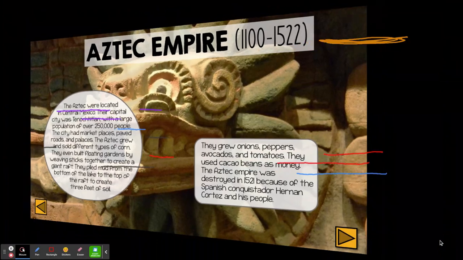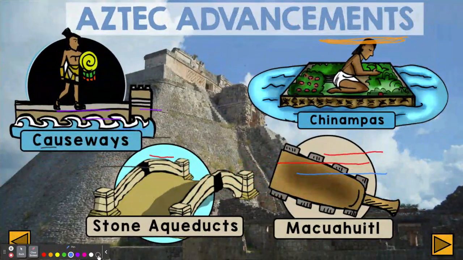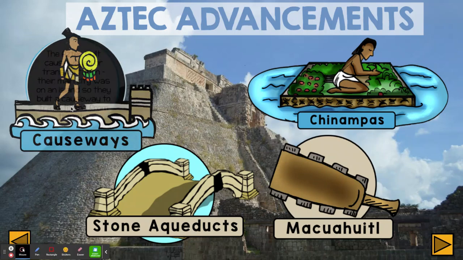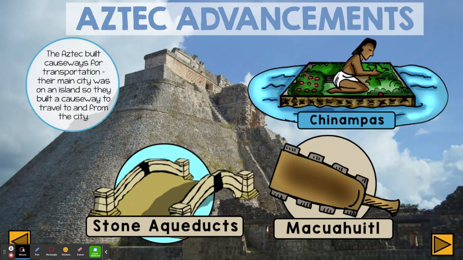All right, here we go. And let me clear the screen. All right, so some of the other amazing advancements, which some of these things we have already talked about and I've shown you, but we're going to cover them again. They created causeways for transportation. So because Tenochtitlan, if you remember, was built in the middle of Lake Texcoco, their city was an island, so they had to build causeways to travel to and from the city. So this goes under technology as well because these are advancements. So we can include causeways.